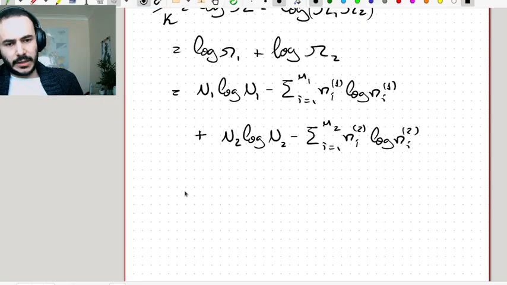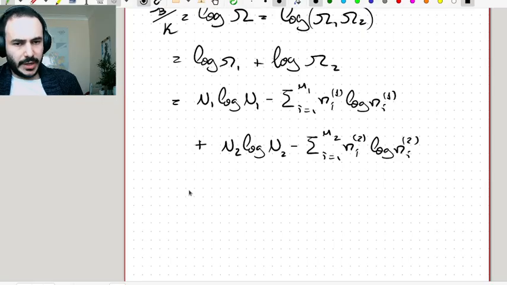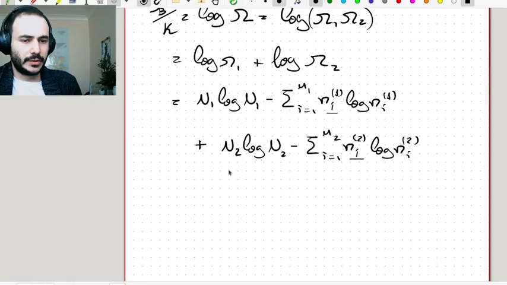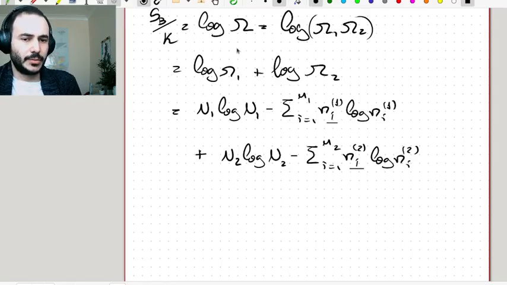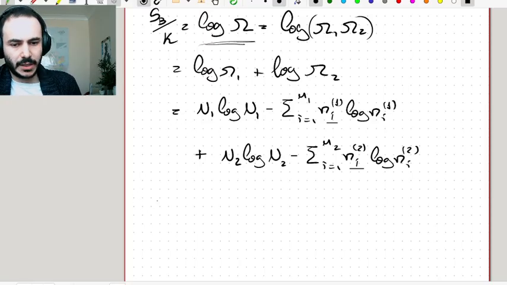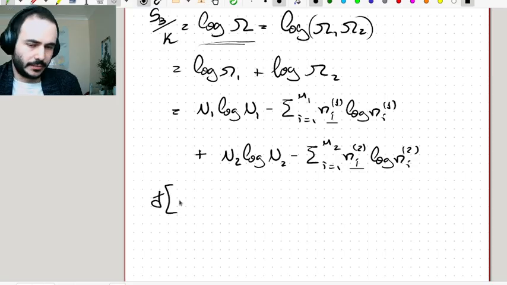Fine, and this is what you need to optimize. So you need to use again the method of Lagrange undetermined multipliers to find what occupations here and there maximize this object, the statistical entropy of the combined system. So what you do, once again, the same thing: you differentiate or take virtual displacements on the thing, right?